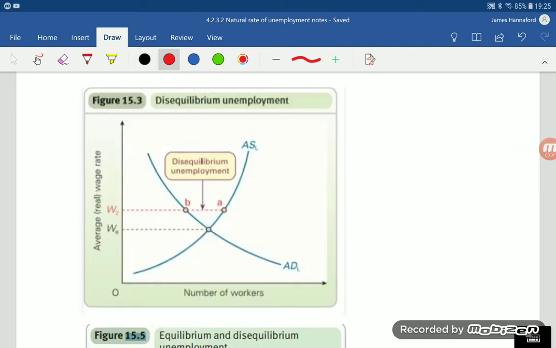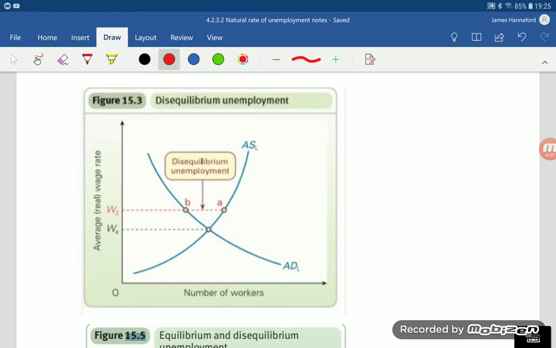So here you can see the diagram in front of you shows disequilibrium unemployment. For disequilibrium unemployment to occur, two conditions must hold. First, the aggregate supply of labour must exceed the aggregate demand. And second, there must be stickiness in wages. In other words, the wage rate must not immediately fall to WE, the market clearing wage.